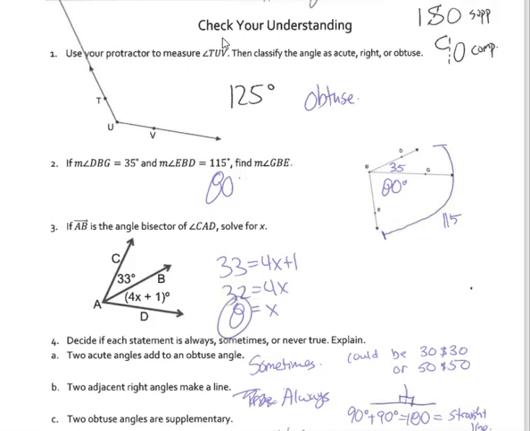The next one tells you what the measure of the angles are, and we had a diagram. So I went over and labeled the diagram with the number of degrees for each part, and I was able to find that if one of the angles was 35 and the two together were 115, then 80 must be left over. So that was 80 degrees.